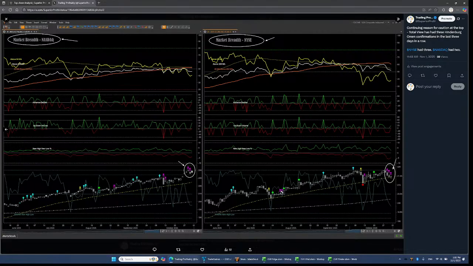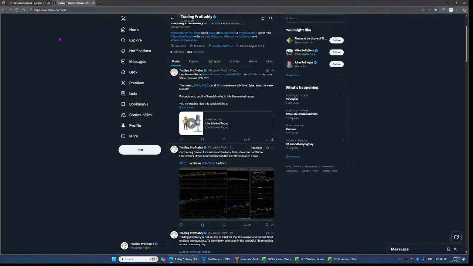In the total view, that occurrence was here. It was different from the current occurrence. In any case, we'll see if the Hindenburg signal leads to a market pullback. Does not always do that, and sometimes the pullback is not significant.